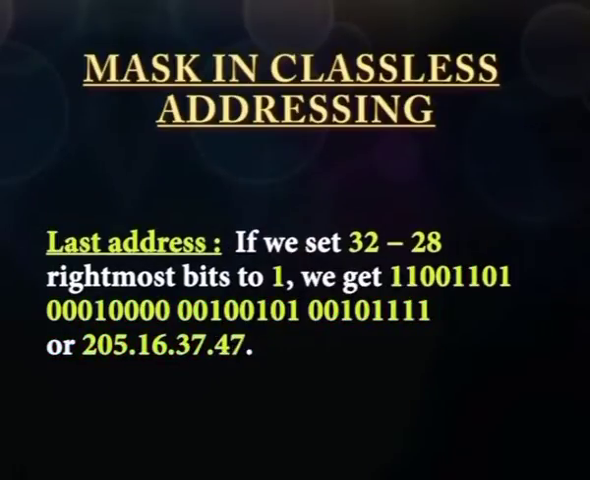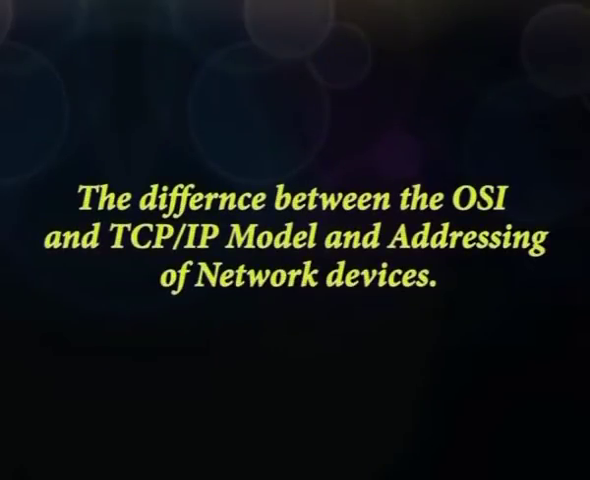Last address: if we set the 32 minus 28 rightmost bits to 1, we get 11001101 00010000 00100101 00101111, or 205.16.37.47.